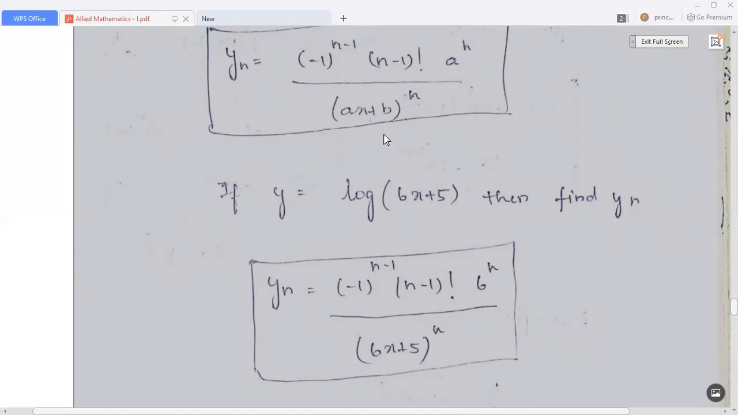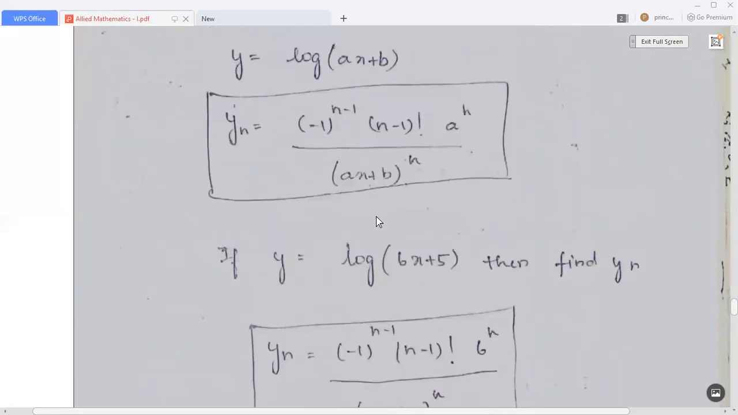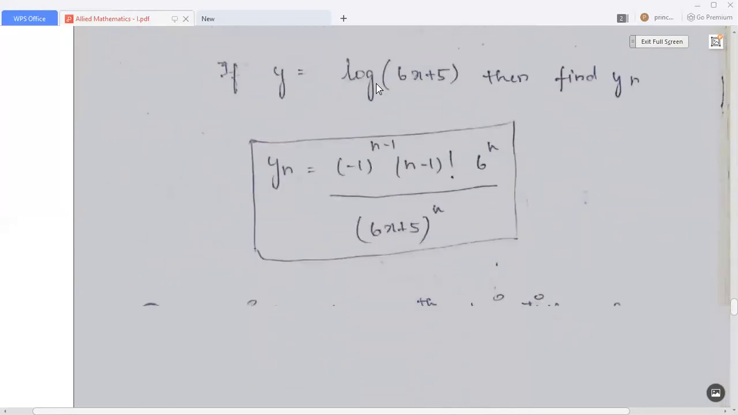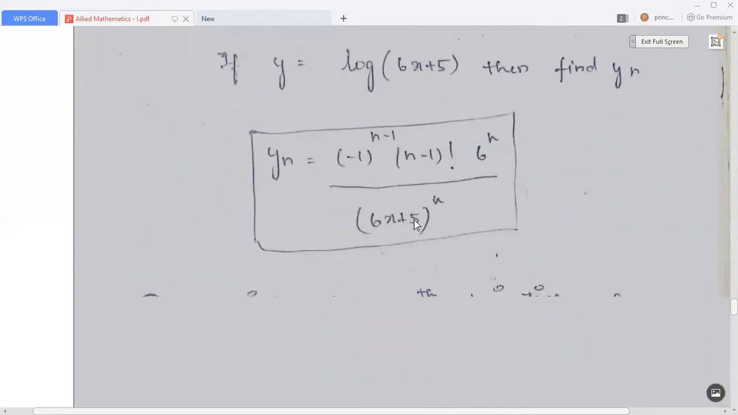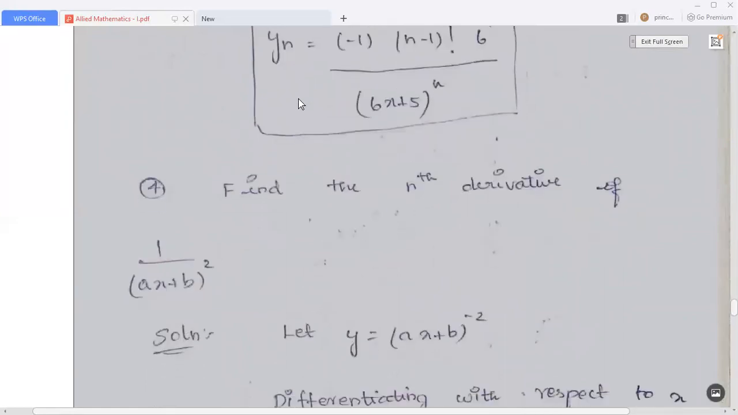So using this formula, straight away we find the nth derivative. That is, the nth derivative is equal to (-1)^(n-1) into (n-1) factorial into a^n. Instead of a, here we write 6. So 6^n. In the denominator we write (6x+5)^n. So this completes the problem.